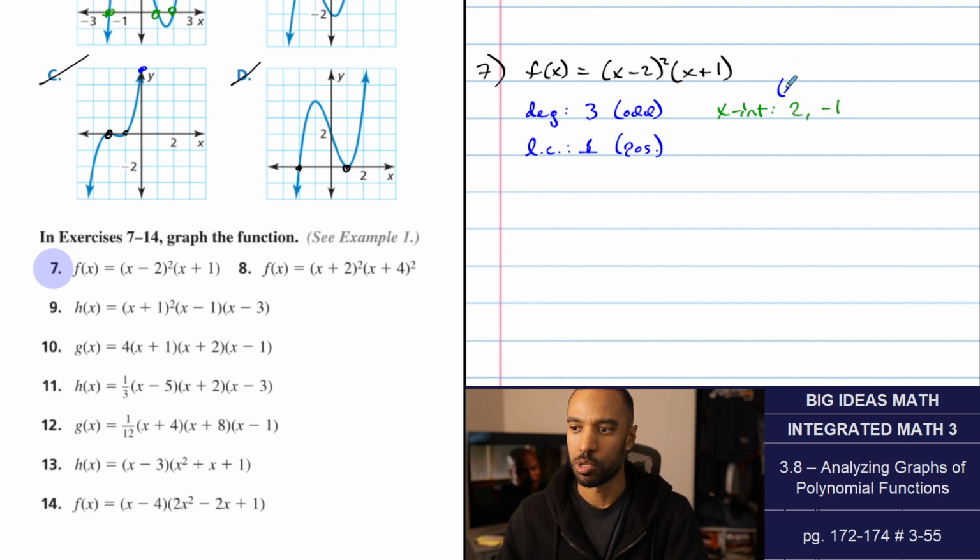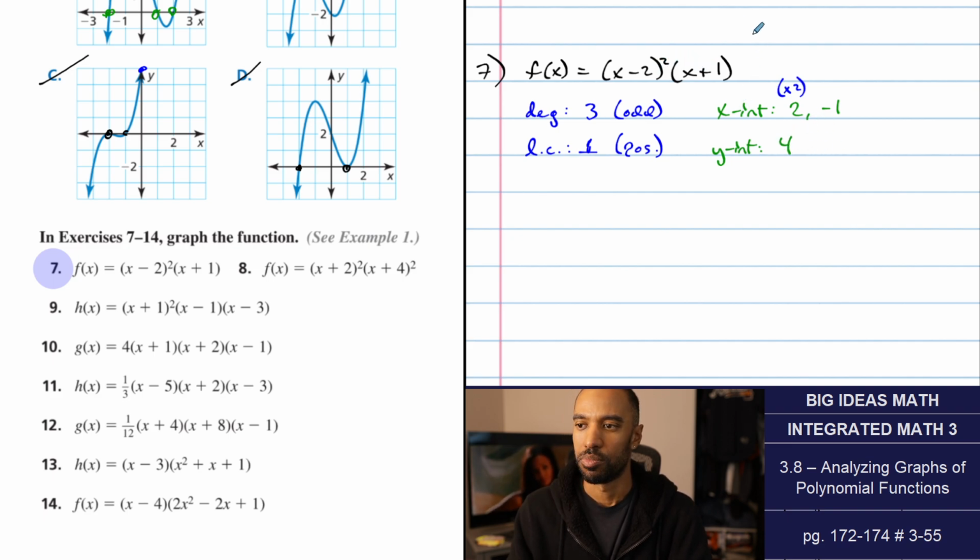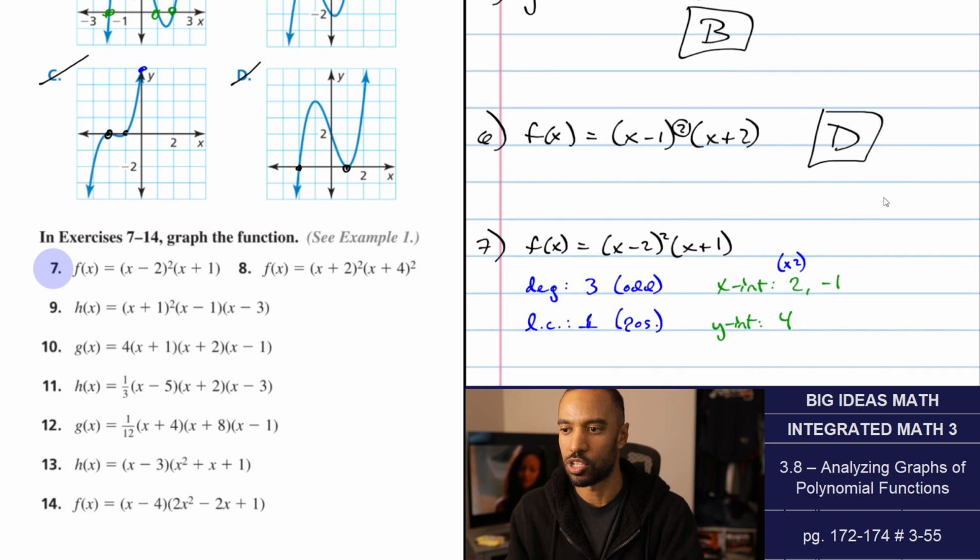At 2, it has a multiplicity of 2. That means it'll bounce off of that 2. And the y-intercept, when you substitute 0 for x, 0 minus 2 is -2, squared is 4, times 0 plus 1 is 1, 4 times 1 is 4. So this is the information we need for the graph: x-intercepts, y-intercepts, and all.